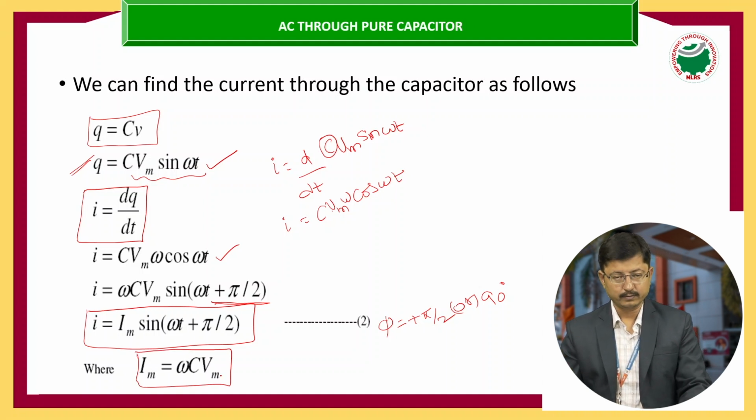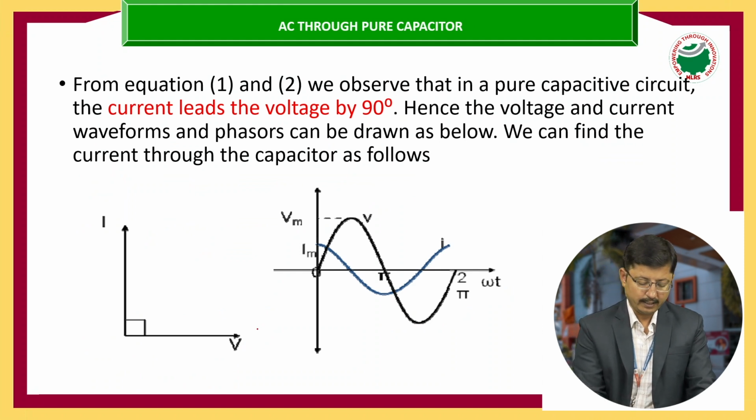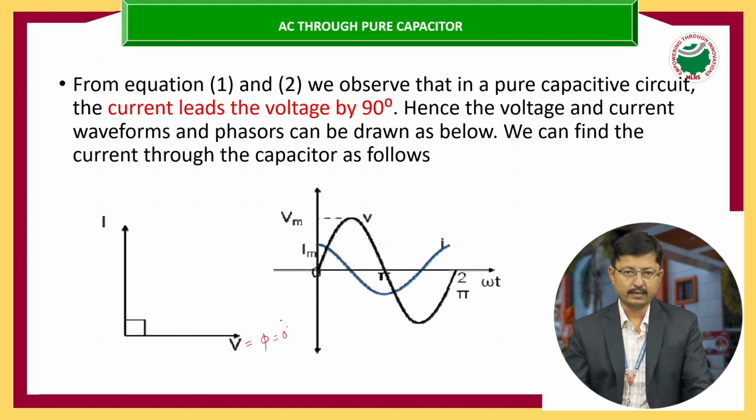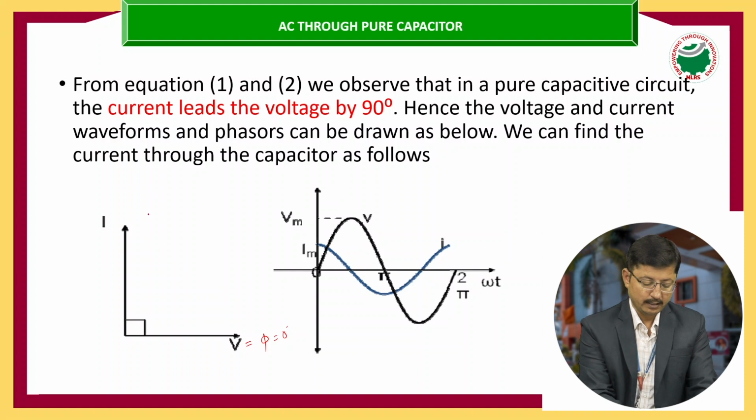Okay, and what is Xc, that we are going to see now. By expression 1 and expression 2, we can see the waveforms and phasor diagram. Here the voltage starts at an angle of 0, so it is taken as the reference, and the current already leads. So how much does the current lead here? 90 degrees.